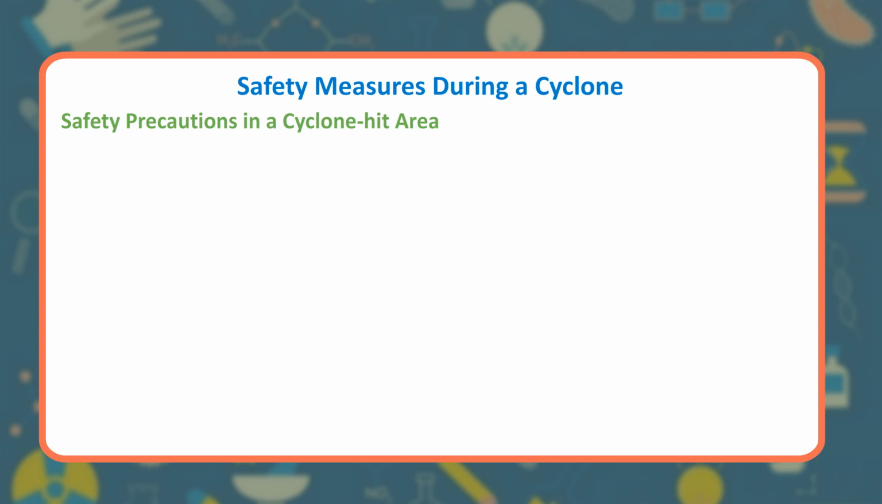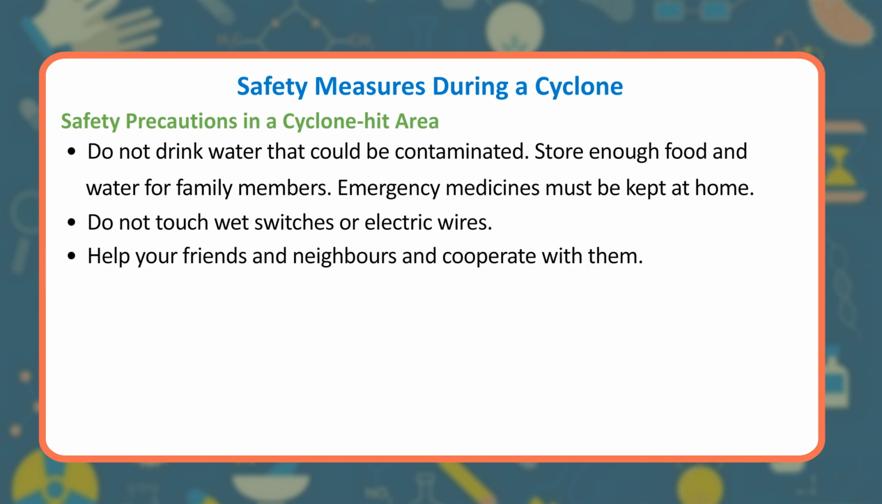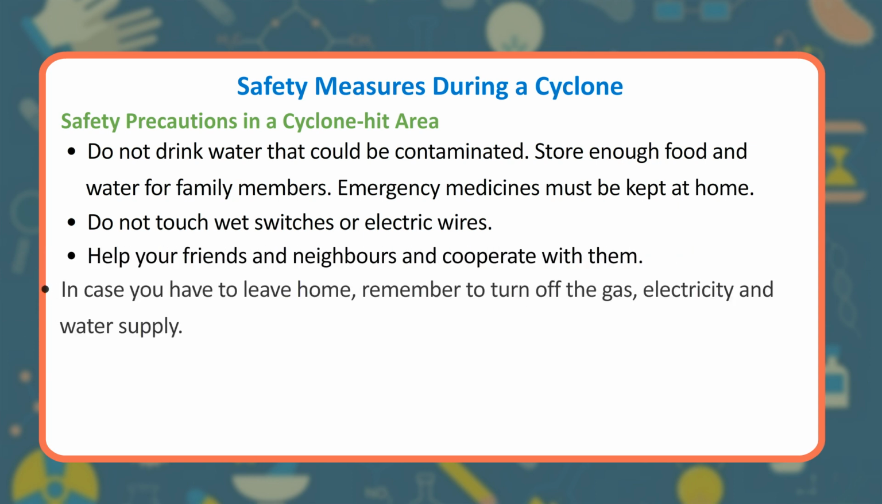Safety precautions in a cyclone-hit area. Do not drink water that could be contaminated. Store enough food and water for family members. Emergency medicines must be kept at home. Do not touch wet switches or electric wires. Help your friends and neighbors and cooperate with them.